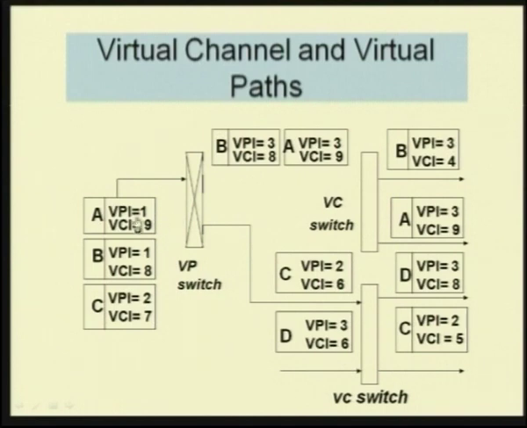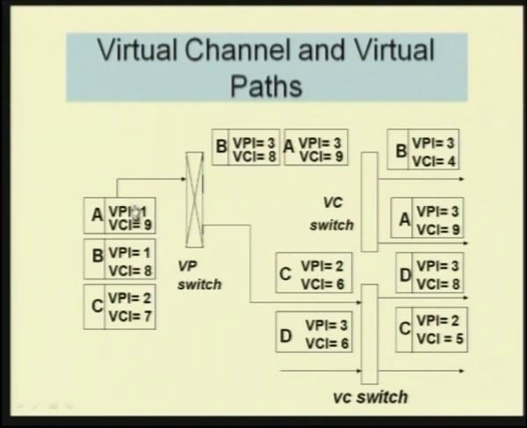Let us say I have 3 connections coming in: A, B and C, 3 different cells. A has VPI set to 1, VCI set to 9. B is VPI 1, VCI equal to 8. C is VPI equal to 2, VCI equal to 7. So, you can see what is happening here. A and B are on the same virtual path, but the virtual channels are different. The virtual path identifier for C is 2, whereas it was 1 in the other 2 cases, and the VCI is different. So, these 2 are from a single virtual path, and this belongs to a different virtual path. In the same virtual path, these 2 belong to 2 different virtual channels.